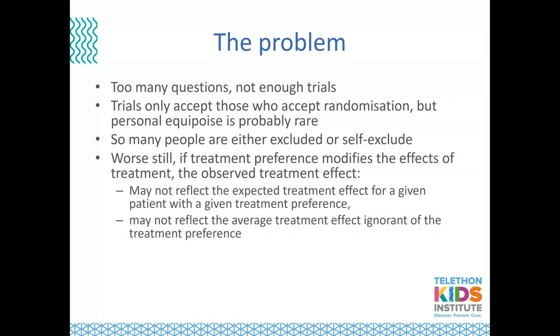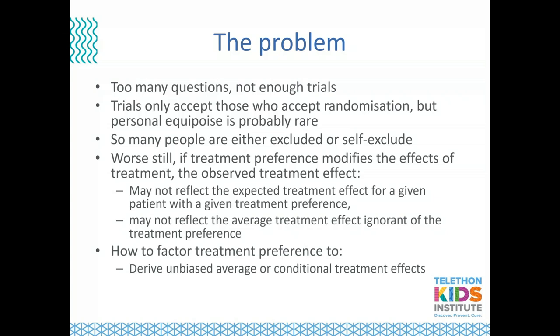So the challenge for us as clinical trialists is whether we should, and if so, how we could factor preferences for treatment in order to give unbiased average treatment effects or conditional treatment effects conditional on treatment preference, and how, by allowing people to nominate a preference for treatment, we might optimize participation in trials and not exclude people who have a preference for one treatment or another.